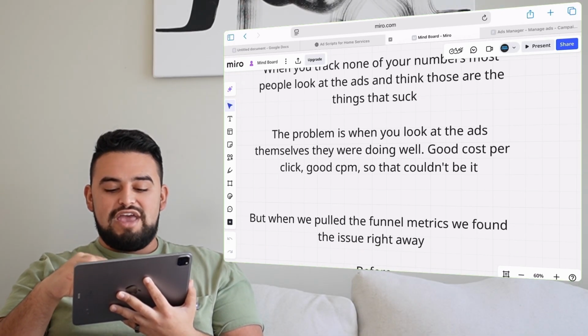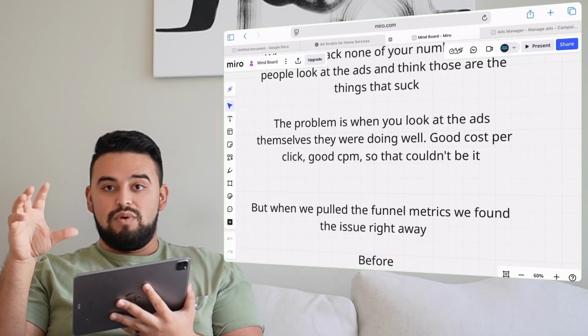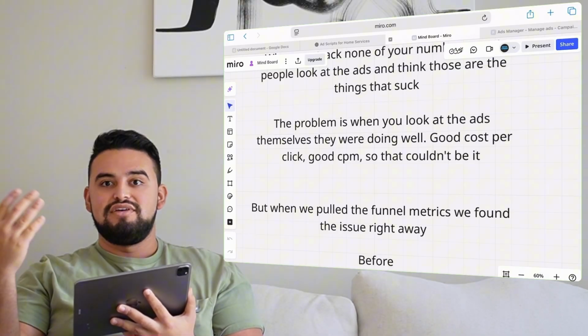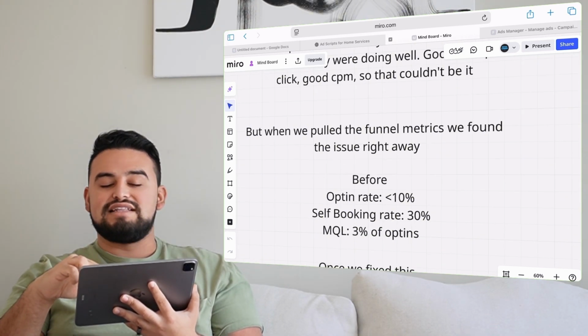And so when we actually fix this, which I'm not gonna tell you exactly how we fix this in this video, if you want me to go in and fix your funnel for you, pay me. But when we actually looked at this, this was the stats we pulled.